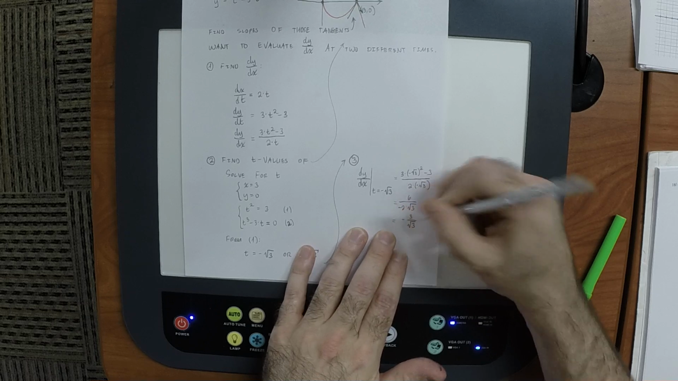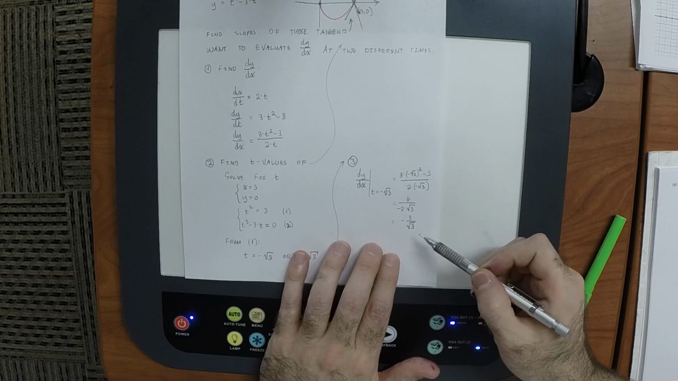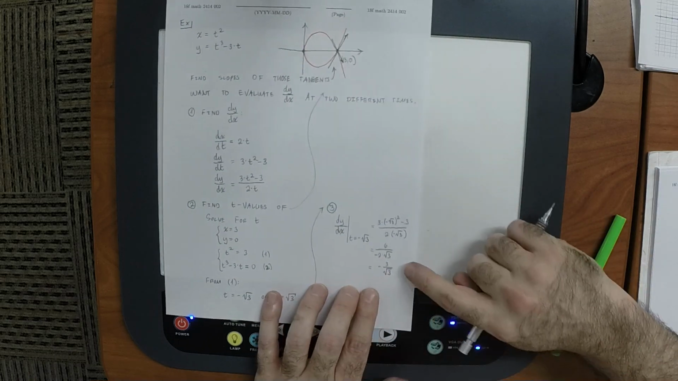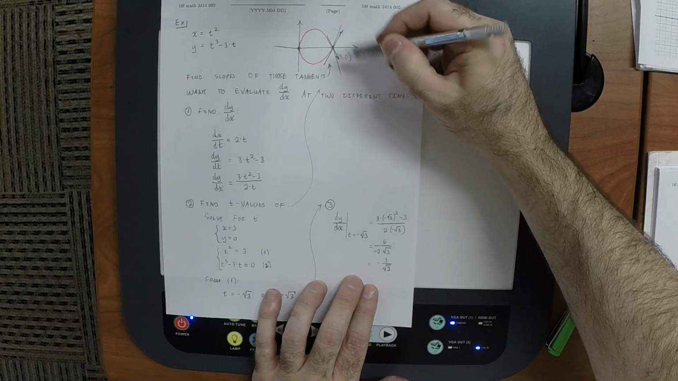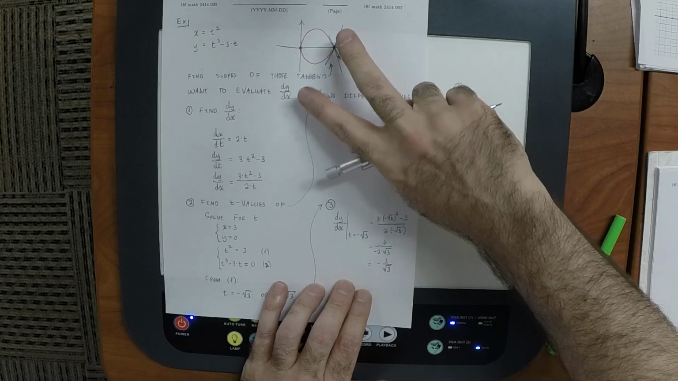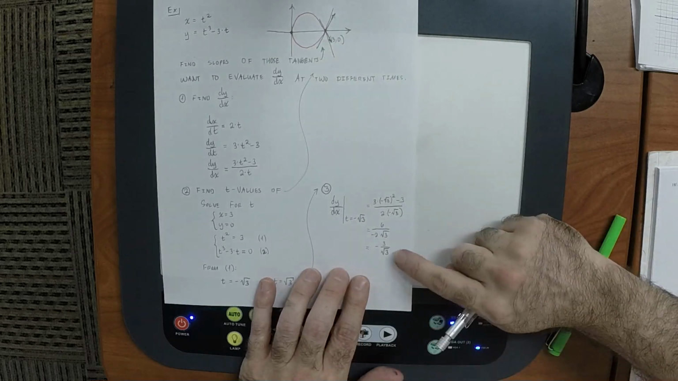So what is that telling you? Well, yes, but that's telling you that the slope of that tangent line is negative 3 over square root 3. And I leave it to you to verify that the other one is going to be the negation of that.